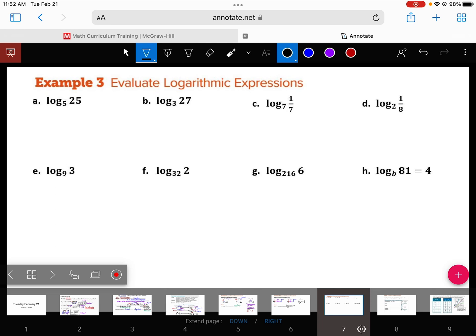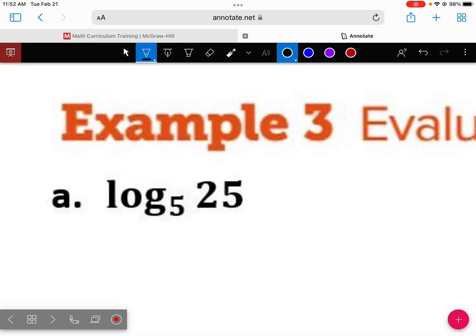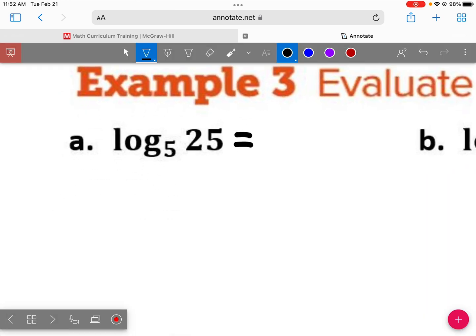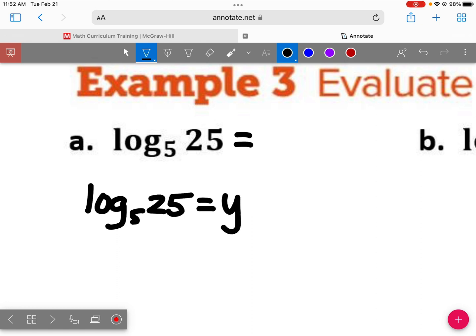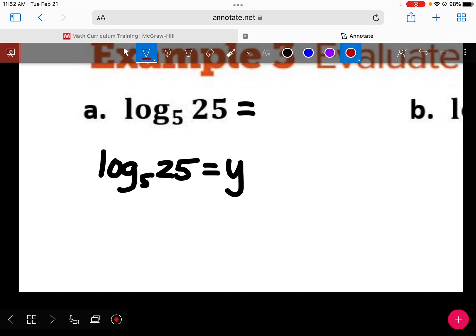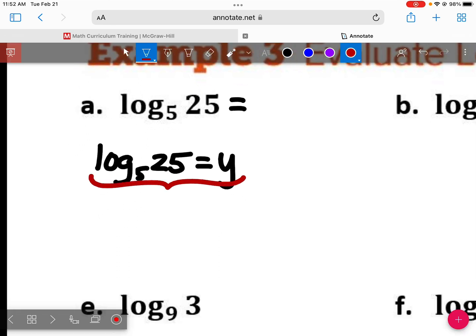All right. We are going to solve some logarithms. I want to know what this is equal to. So, do I know what it's equal to right now? No. So log base 5 of 25 equals, I don't know, are you guys okay if I call it y since it's an unknown thing? Yeah. You got to figure it out. We are going to figure it out.